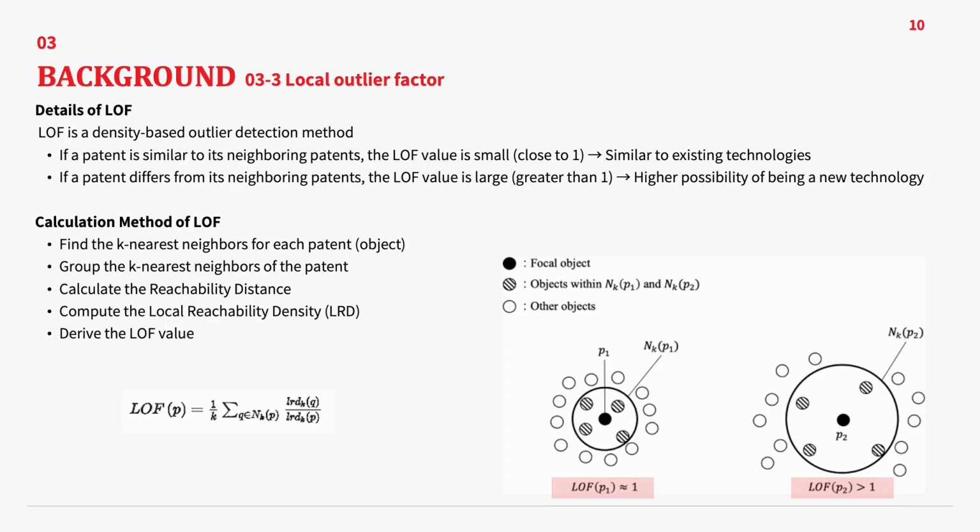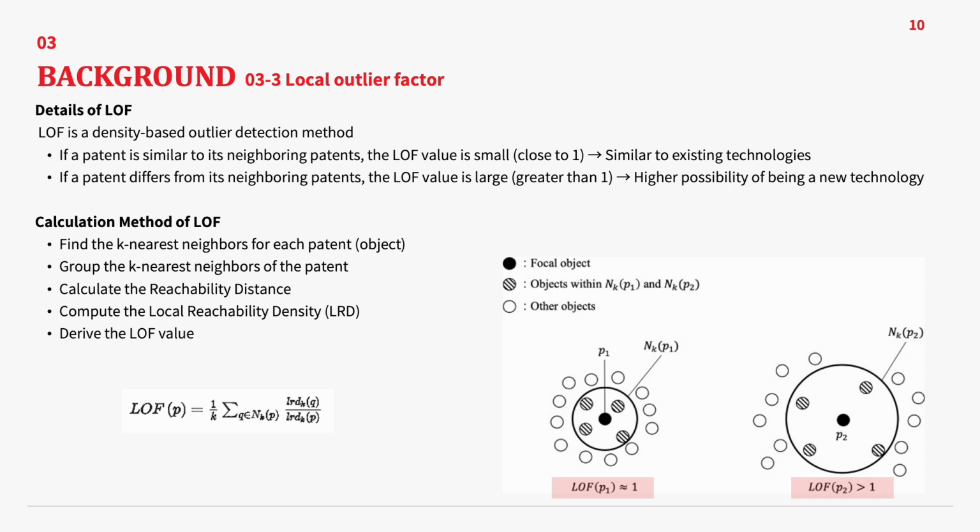Now let's talk about the LOF. This is a density-based outlier detection method used to measure patent novelty. If a patent is similar to its neighboring patents, its LOF value is small, close to 1, meaning it aligns with existing technologies. On the other hand, if a patent significantly differs from its neighbors, the LOF value is greater than 1, indicating a high possibility of being a new technology.